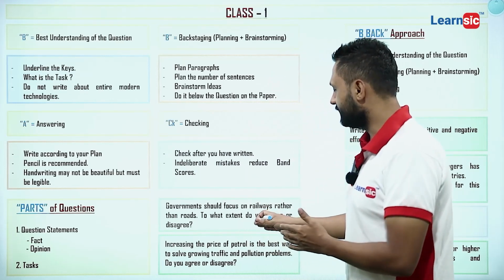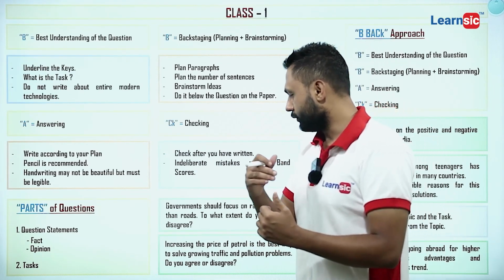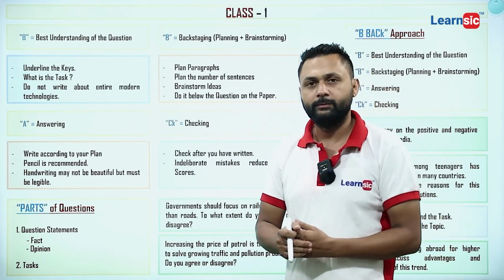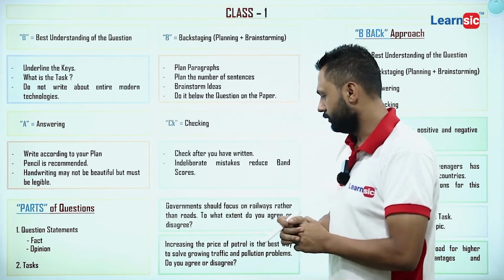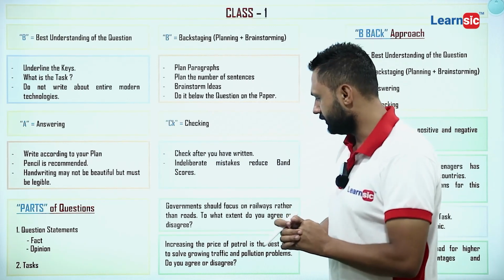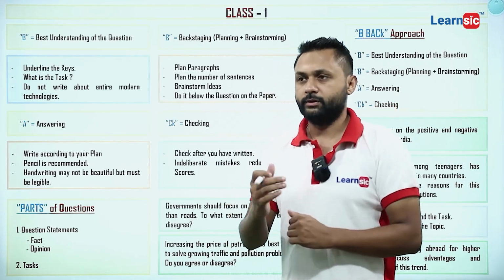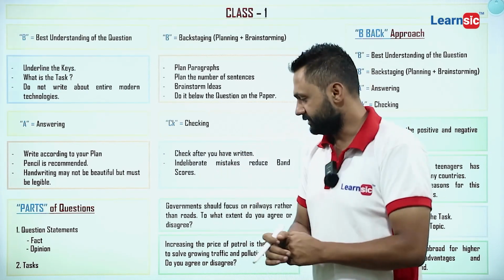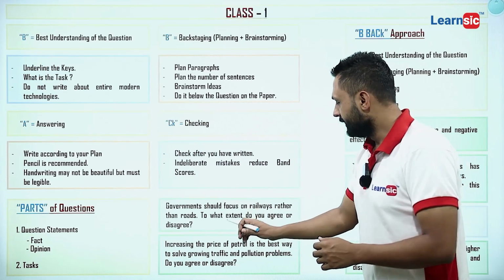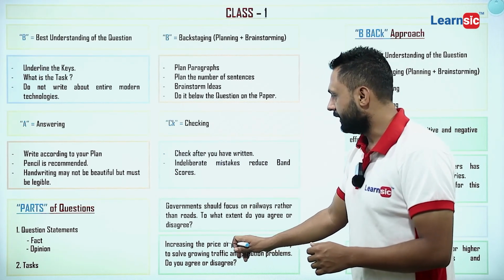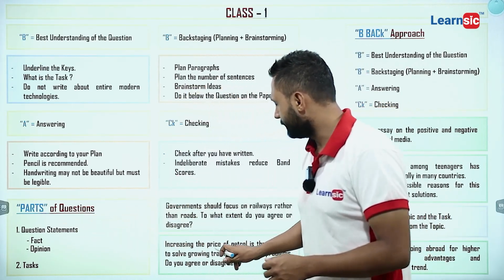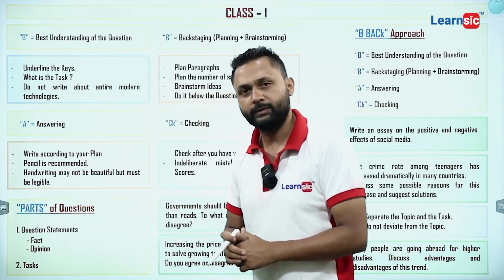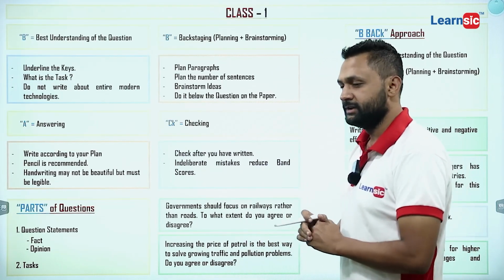So this statement says, in order to reduce traffic and pollution, one need to increase the price of petrol. But you may disagree with that. You may say, no, increasing the price of petrol won't work. There must be a strict rule for the vehicles, right? So there are different opinions for this, and this is one of the opinions. So in this topic, we find that in this question statement, there is an opinion, there is not any fact, and there is a task. Okay.